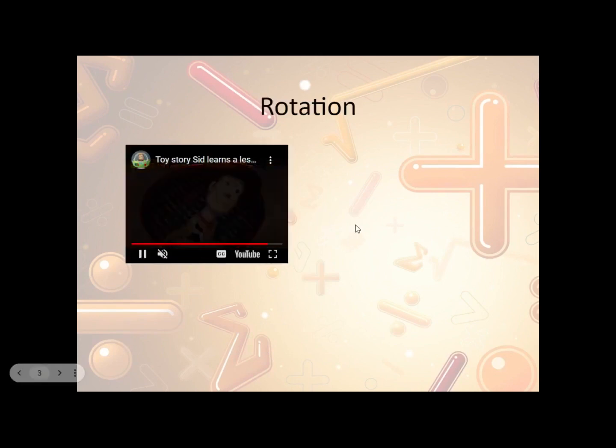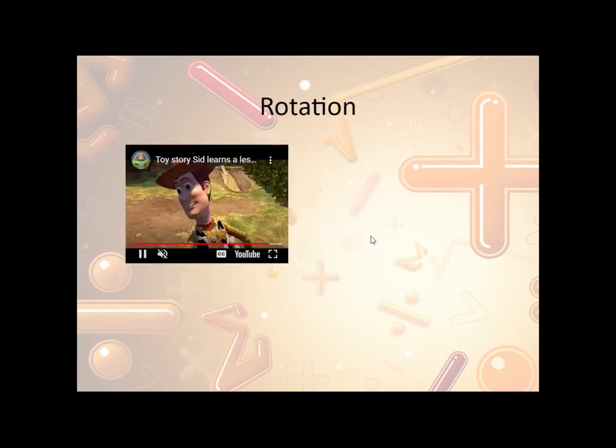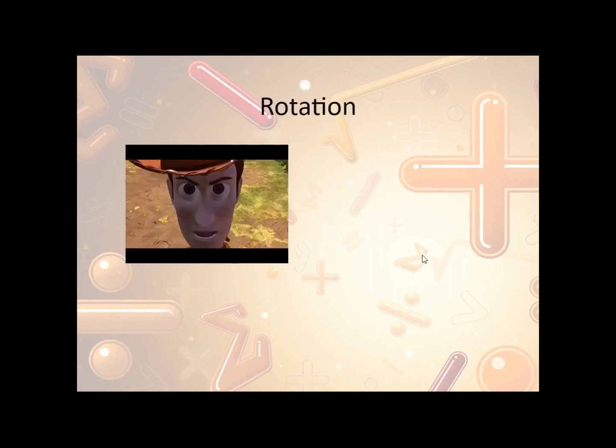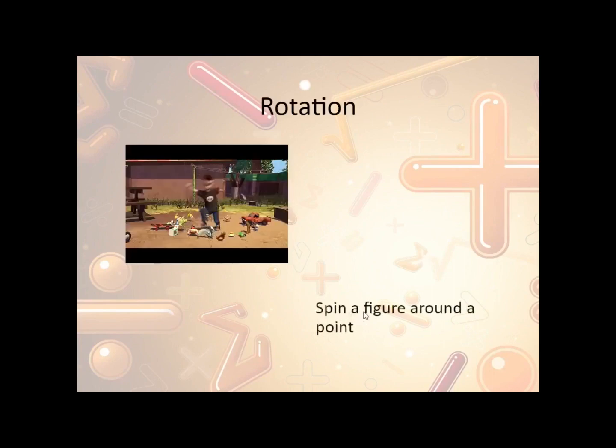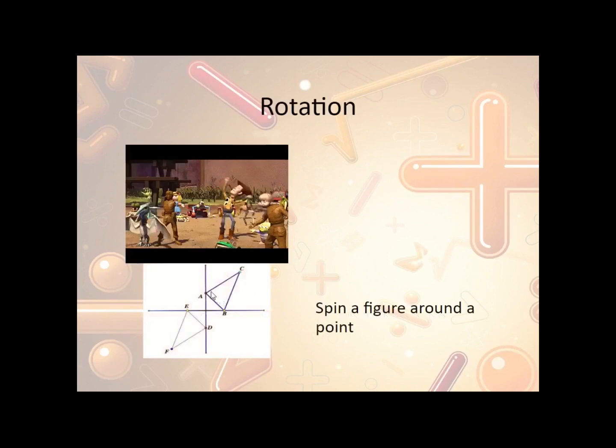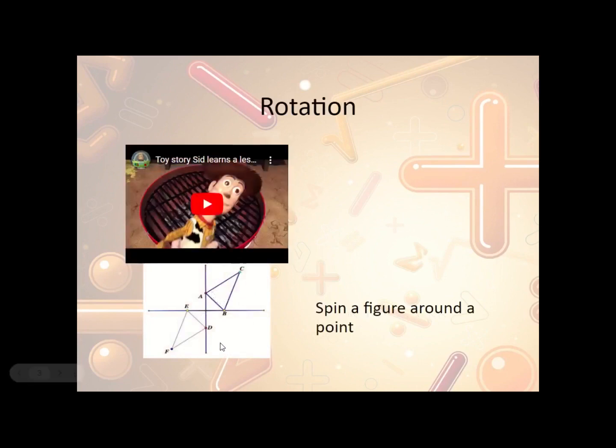A rotation looks like this. So we have Woody's head here, and it spins around. So rotations are spin movements. So it's a spin of a figure around a point. So we have a triangle here. If we were to spin it, it ends up being this triangle here.